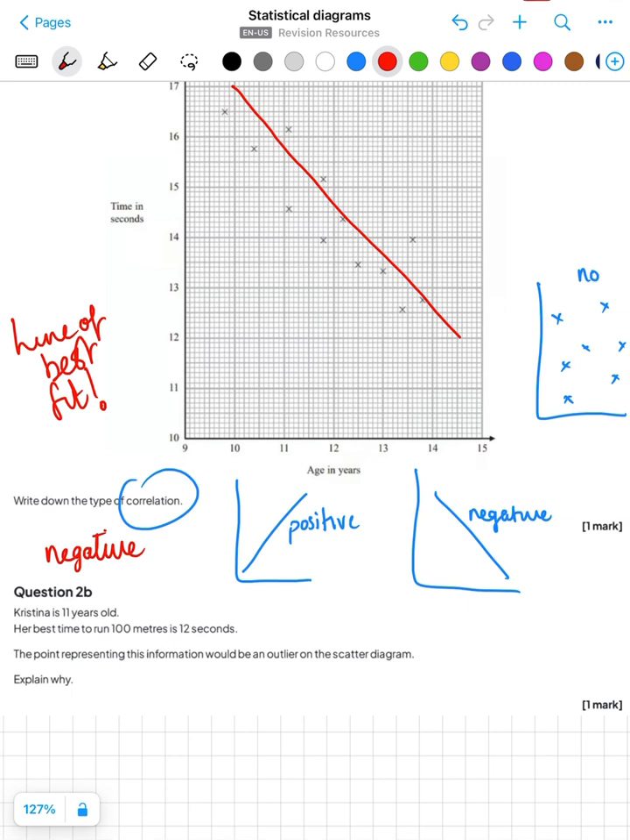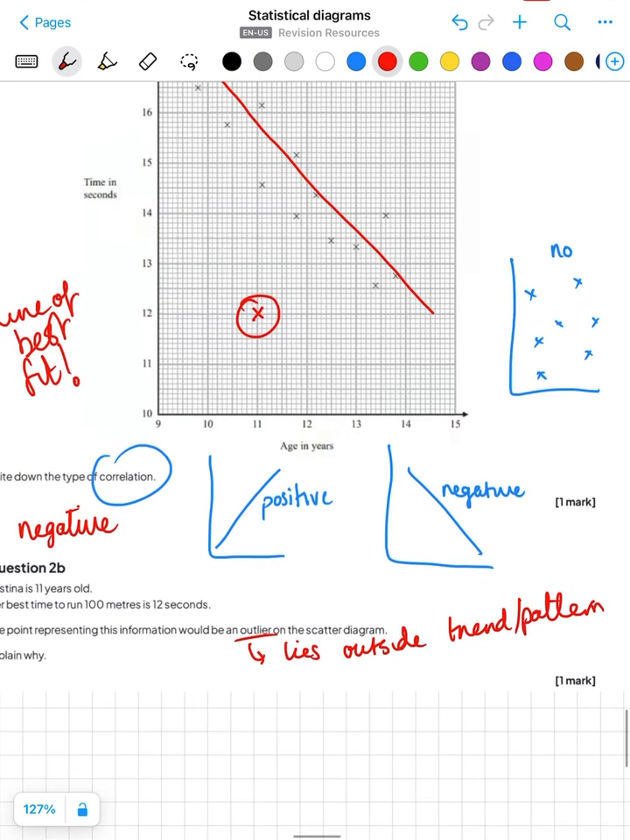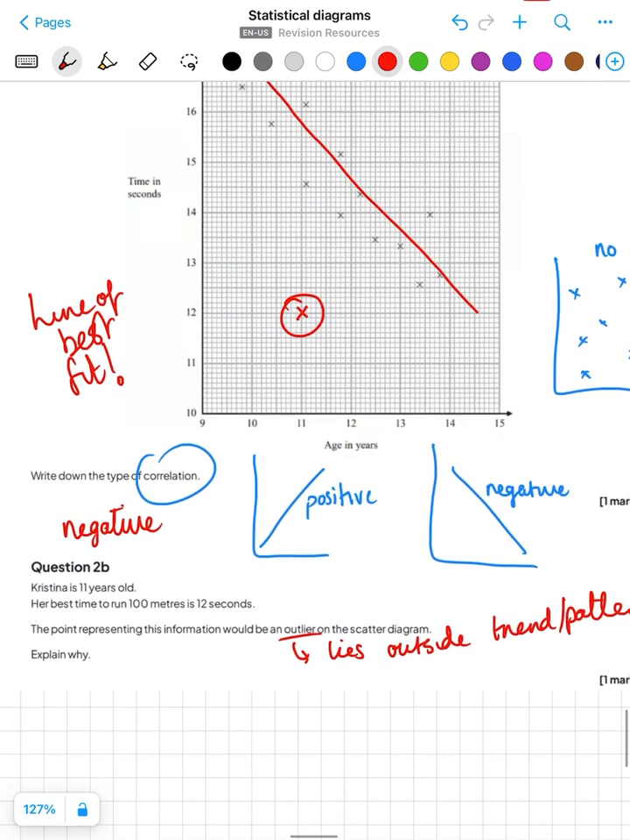So now Christina is 11 years old, and her best time to run 100 meters is 12 seconds. So she's 11 years old, and that's 12 seconds. This would be an outlier. Explain why. And an outlier, as we can see here, it lies a long way, very far away, outside the general trend or pattern of the rest of the points. It's not on or near the line of best fit.